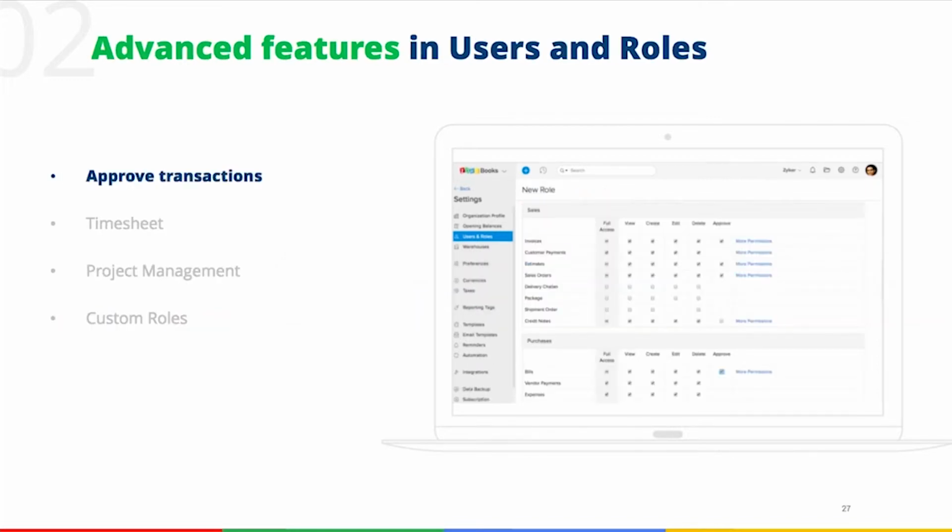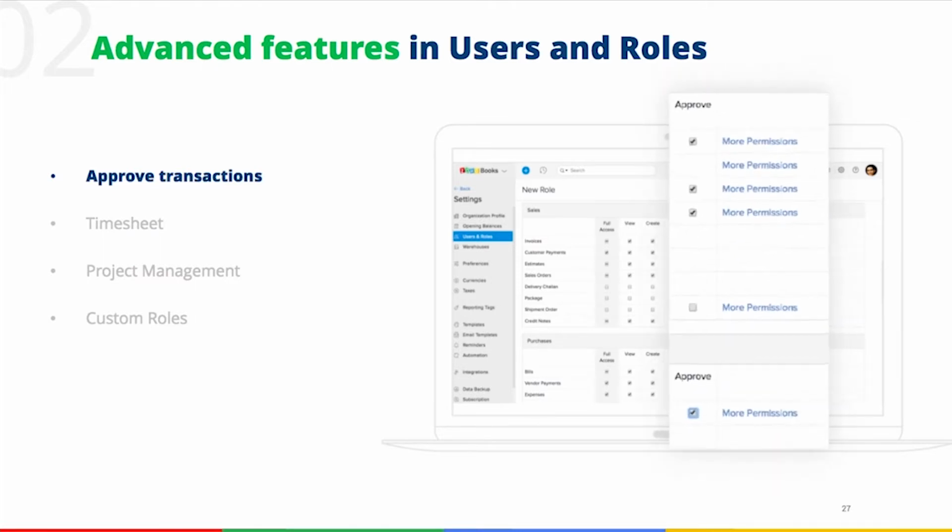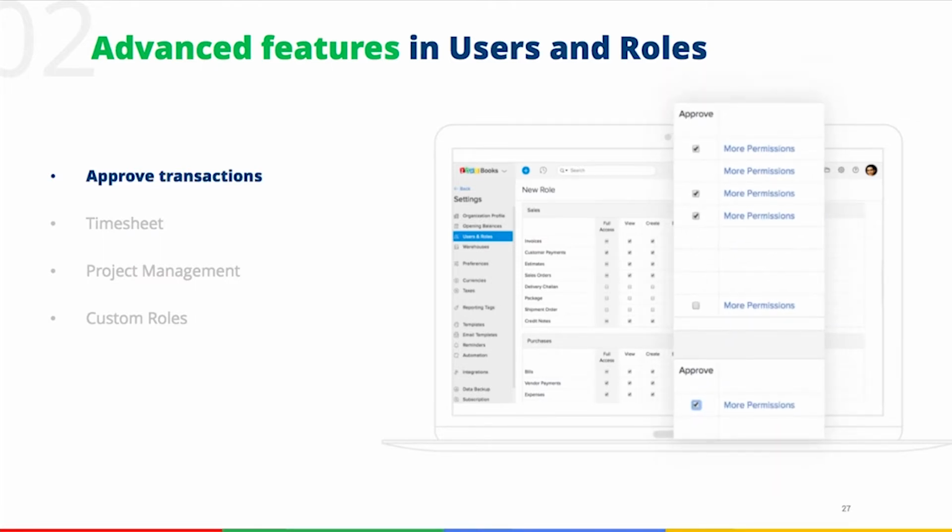So that's something that we'll be covering again. Advanced features within users and roles. This is the list of advanced features that I really wanna look at in detail. So you have the option of approve transactions. This is a new role that I'm creating for my sales or purchases section, and if I want to give them the option of approving transactions, I can do that by just clicking on this little checkbox here.